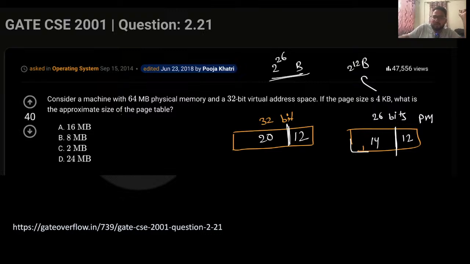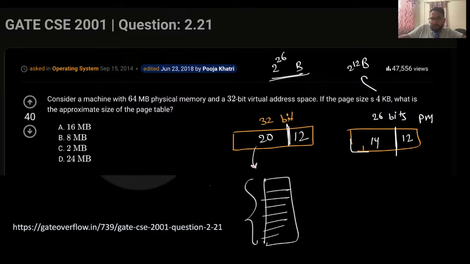What is the approximate size of the page table? Now they are asking, if this is a flat level page table, what is the approximate size of this? So how many entries are there? 2 power 22 entries in each chunk, right? 2 power 22 entries, but there is just one chunk, so that is fine, right?